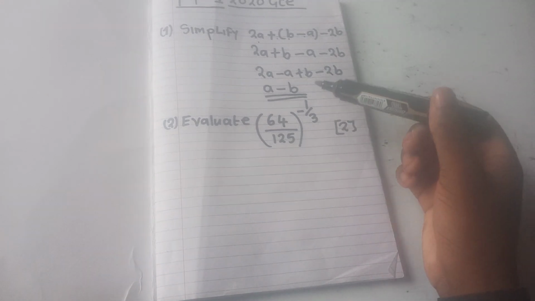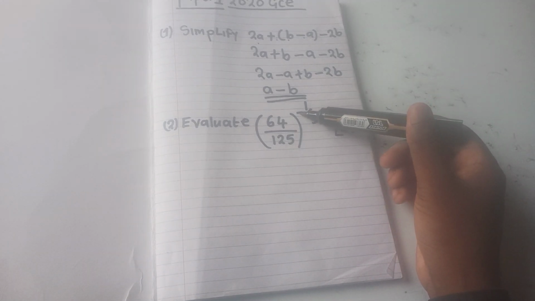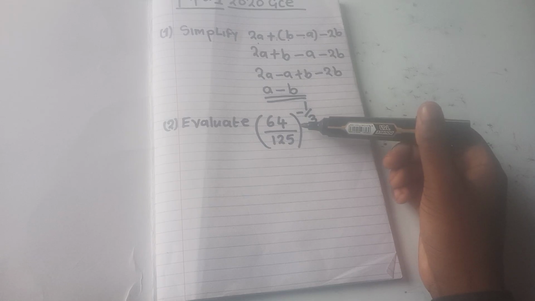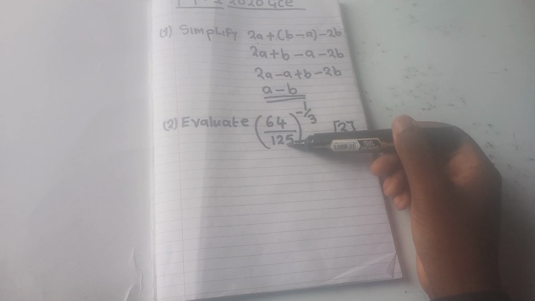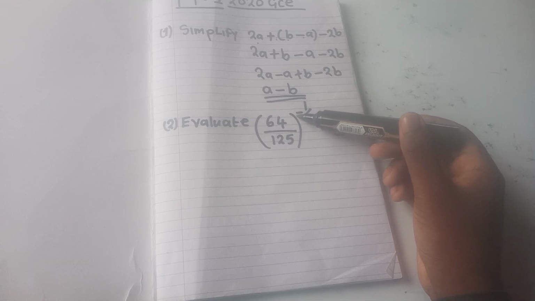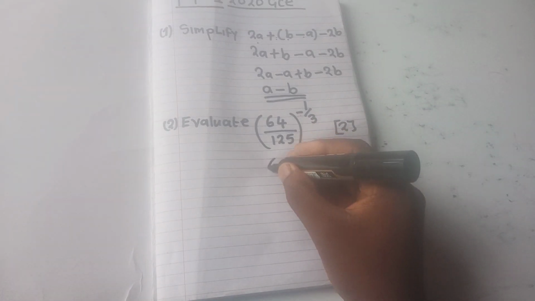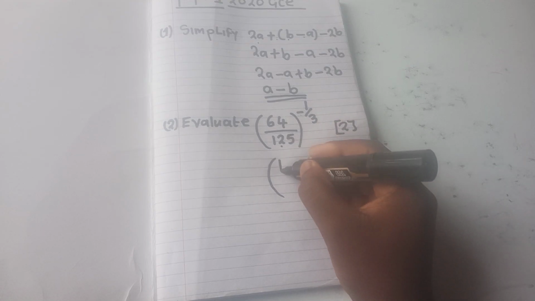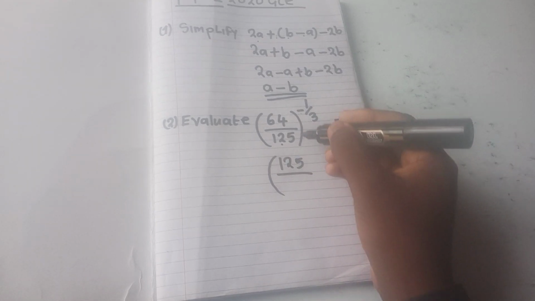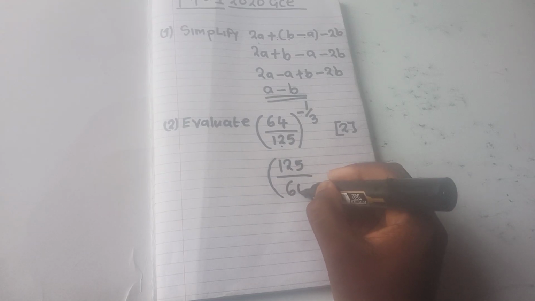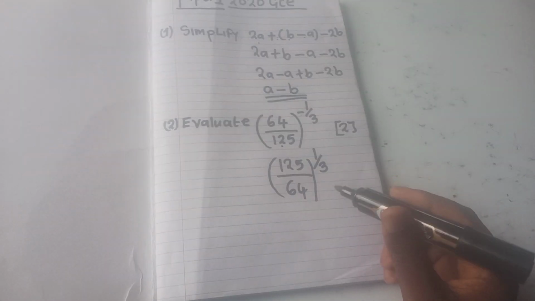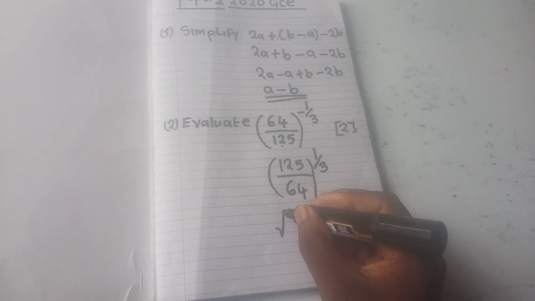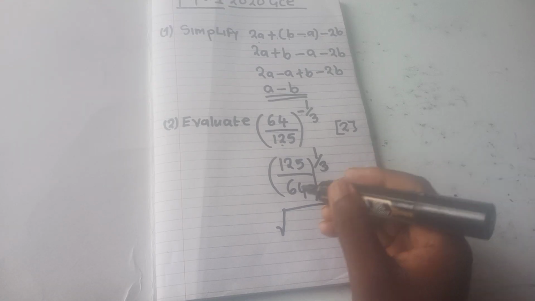Once you observe that the question you have been given has a negative, and the topic is indices, the rule says, before you start solving, you have to change the numbers. Once you change the numbers, it means this negative will go. So you do like this. 125 will go where? Up. This 64 will come where? Down, like that. And 1 over 3. Next thing, you introduce the cube root. This 3, you put it here.